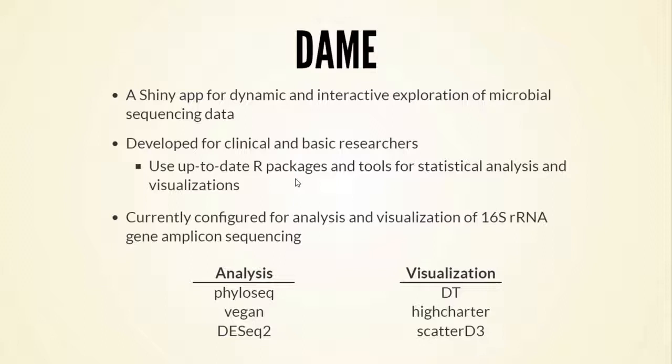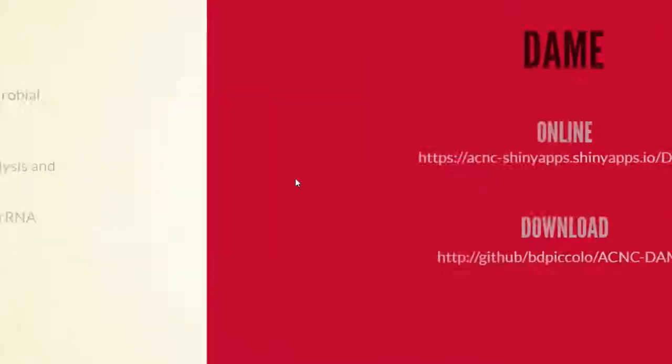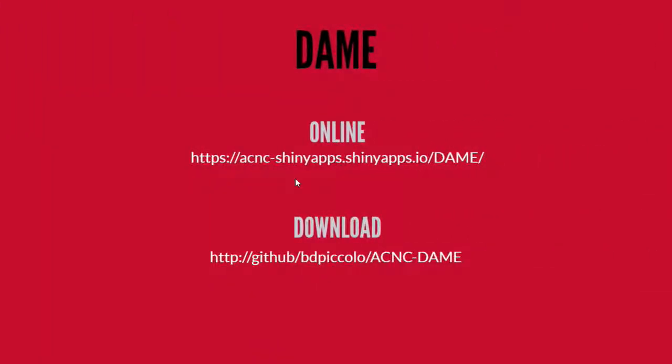The packages that we've utilized for the primary analysis in our apps are PhyloSeq, Vegan, and DESeq2. And for visualization, we try to use D3 JavaScript libraries. So we use the DT package for tabular outputs and Highcharter and scatterD3 for the outputs. Right now, it is available online and live and free to anybody to use. It's on the Shiny IO servers, and it's also available for local installation at the GitHub repository.